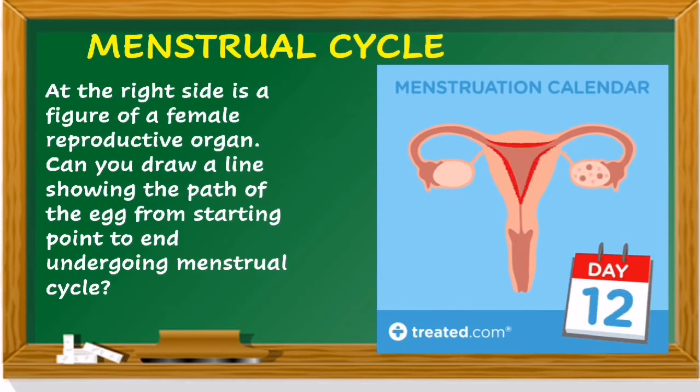So here's the illustration about the path of the egg from starting point to end undergoing a menstrual cycle. So look at the video. Here's the egg going down there.